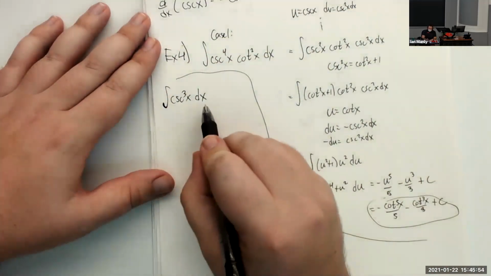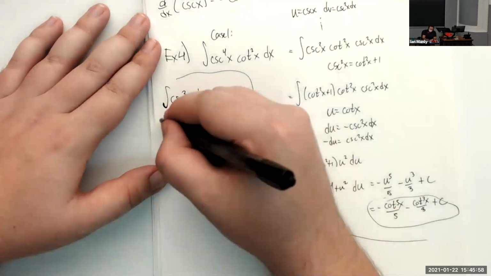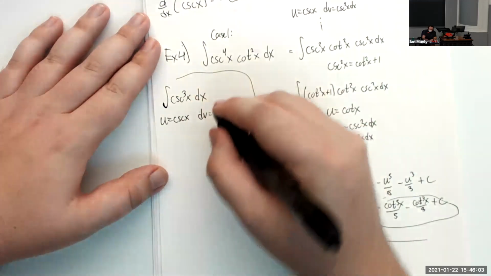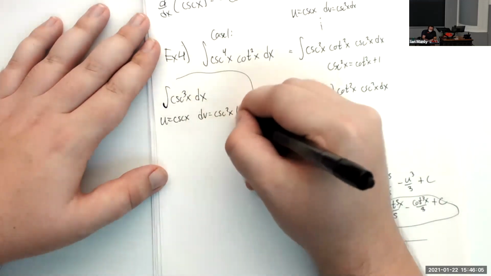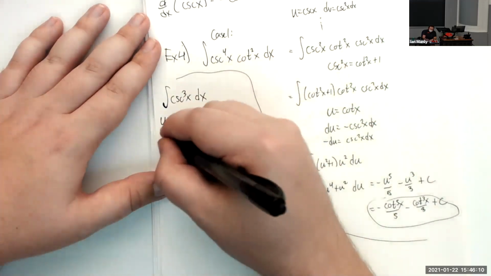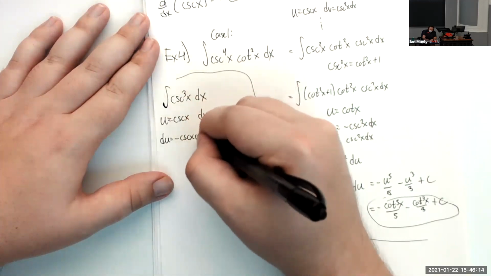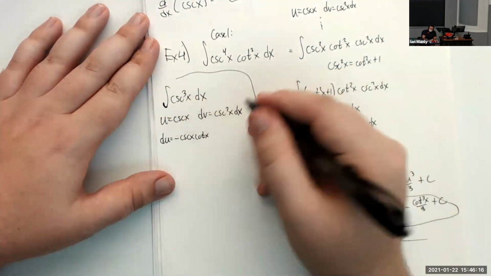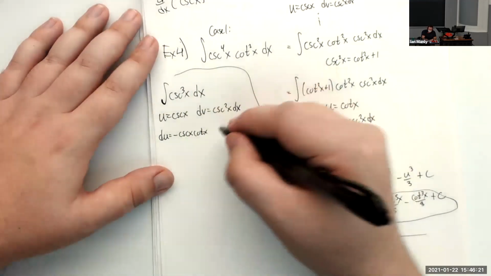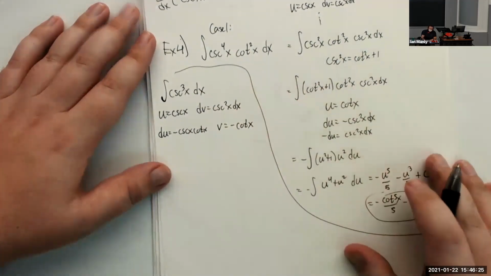It's good practice of integration by parts and doing a trig integral. So we have the integral of cosecant cubed dx. All right, and then I was going to do u is cosecant and dv is cosecant squared. Okay. Now the derivative of u is going to be negative cosecant cotangent. And the antiderivative of cosecant squared right here is going to be negative cotangent of x.